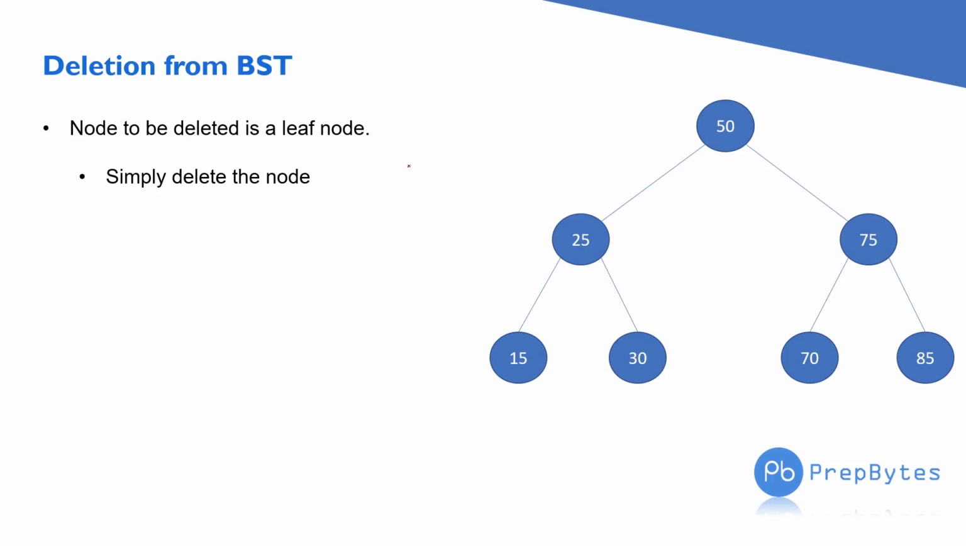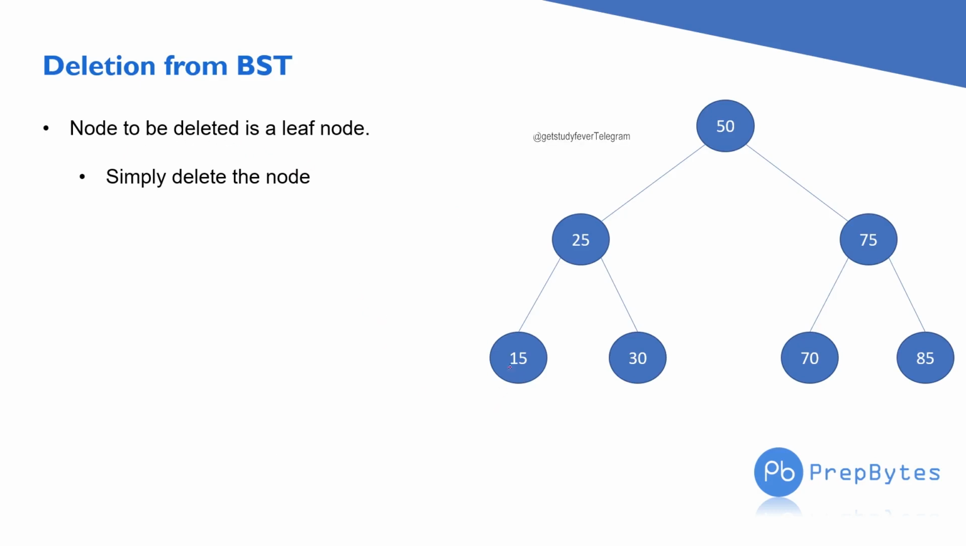Now there are three cases in the deletion from the binary tree, okay? Not the binary tree, but the binary search tree, that is BST. There are three cases. And why are these cases? We will know, okay? I will tell you in just a few minutes. So the first case is the node to be deleted is a leaf node.